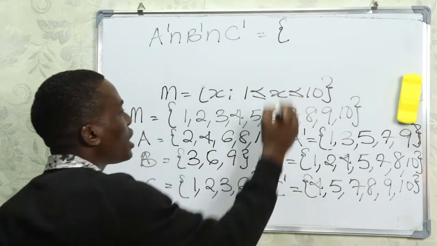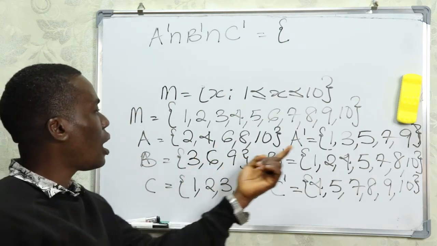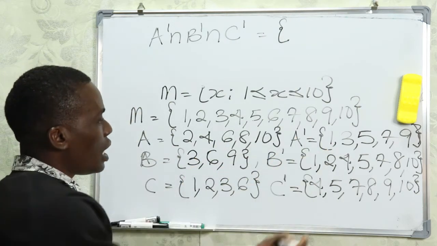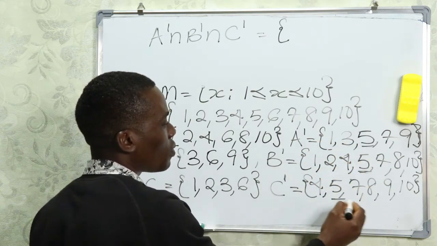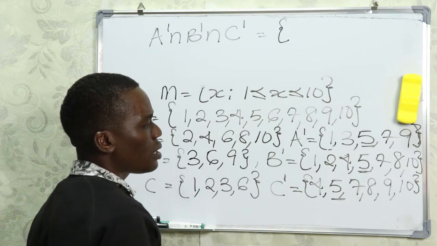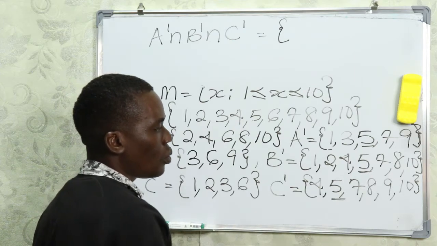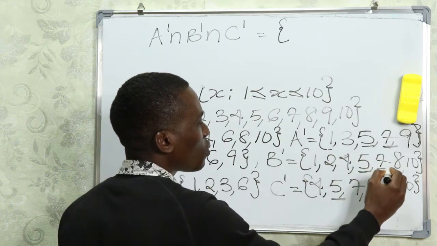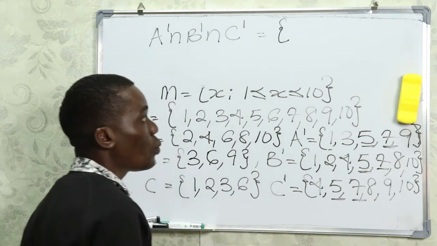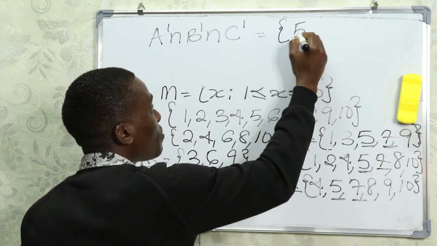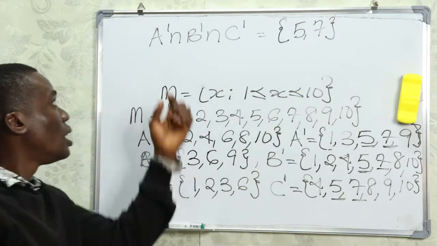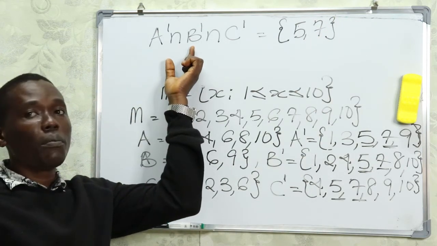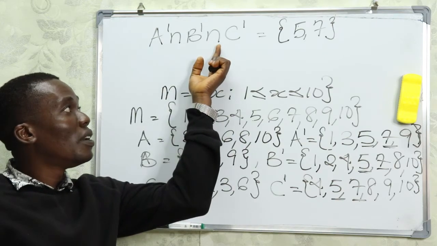And what are these elements? We are going to bring out these elements. What are the elements that are common here? We have 5 is common, right? What other element is common? Good. Did I hear you say 7? 7 is common. So we have elements 5 and 7. They are the elements of A prime intersect B prime intersect C prime.